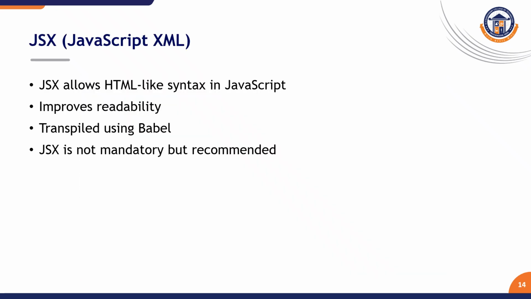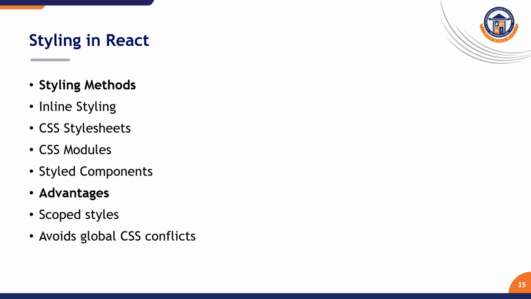JSX, that means JavaScript XML. JSX allows HTML-like syntax in JavaScript, improves readability, and is transpiled using Babel. JSX is not mandatory but recommended. Styling in React. Styling methods are inline styling, CSS style sheets, CSS modules, and styled components. Advantage: it scopes styles. It avoids global CSS conflicts.